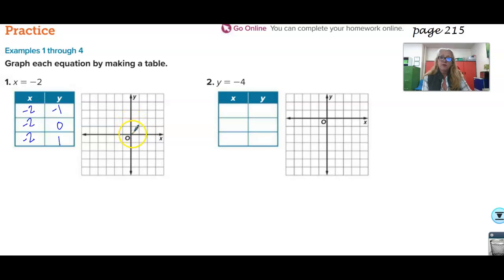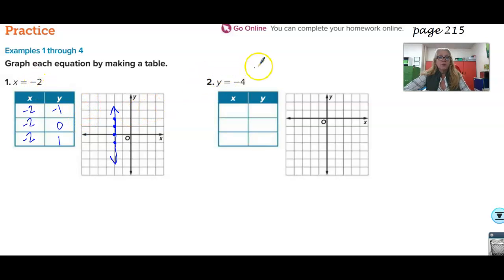You could also go over to the graph and say, okay, x is always going to be -2. Here's where x is -2. Where else is x always -2? Well, wouldn't this be -2, 1, and -2, 3? And wouldn't this be -2, 0, and -2, -1? So x equals a number is a vertical line that intersects the x-axis at -2.